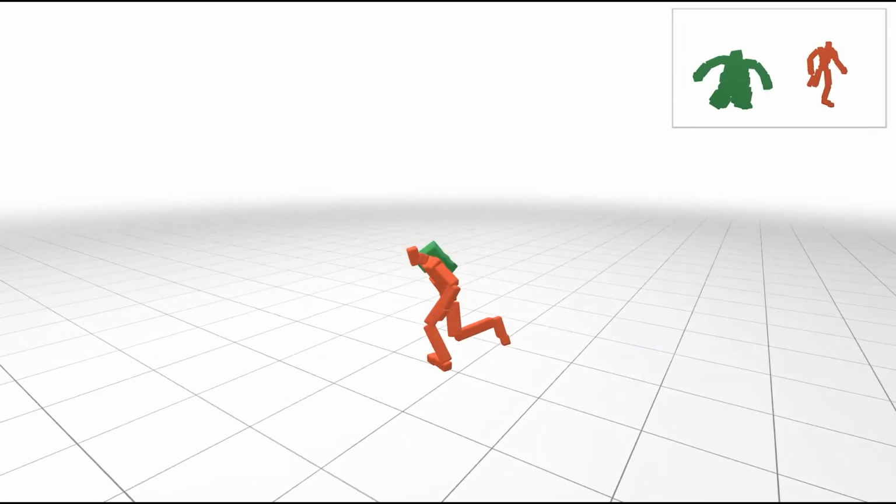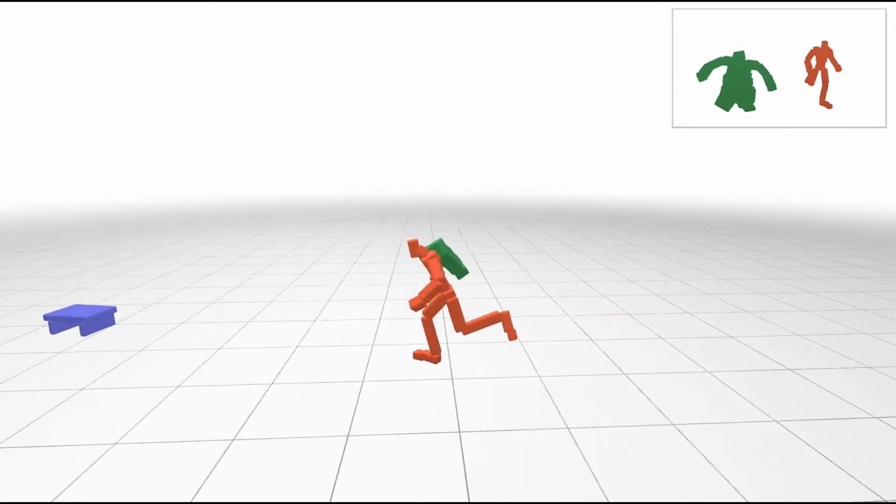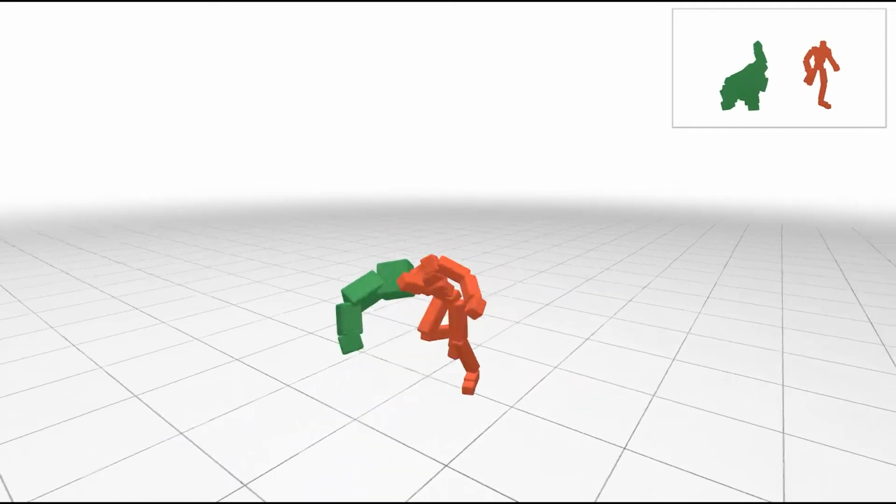This example shows how locomotion and aperiodic action can be combined and synchronized in our algorithm.